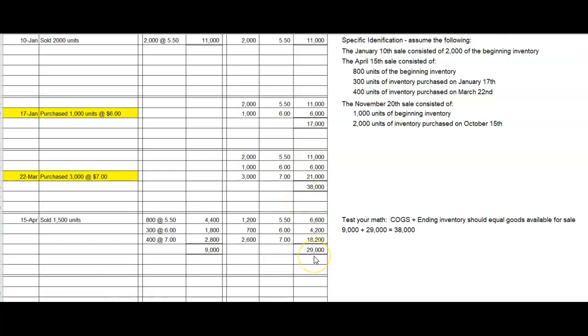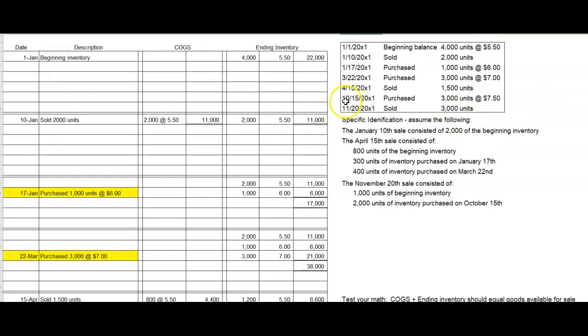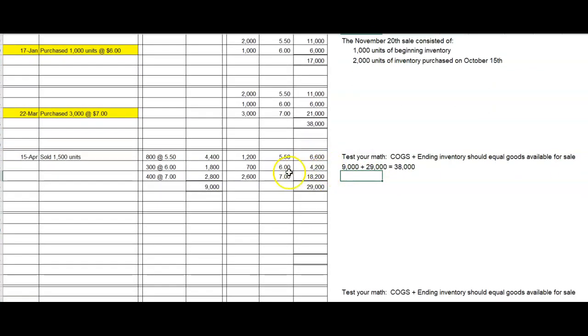Did you come up with $29,000 of inventory after the April 15th sale? And the $9,000 of cost of goods sold plus the $29,000 of ending inventory does equal the $38,000 of goods available for sale immediately before the April 15th sale. So that's how specific identification works. You go ahead and finish up the worksheet for the October 15th purchase and the November 20th sale. Don't forget to carry your layers of inventory down to the next date block.